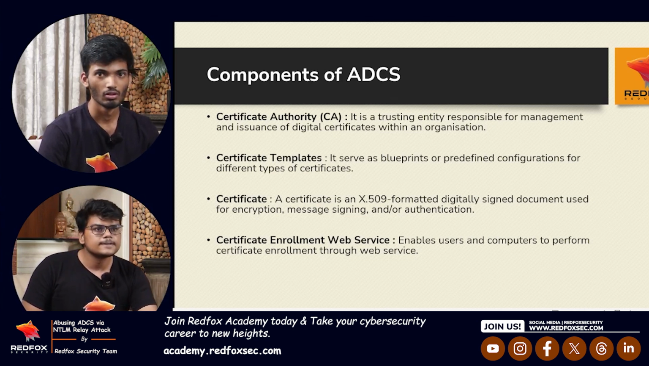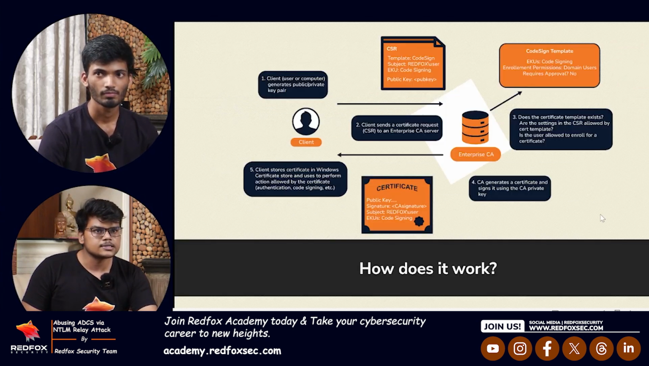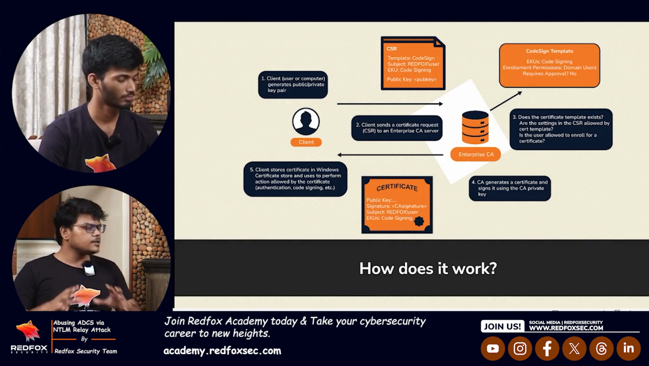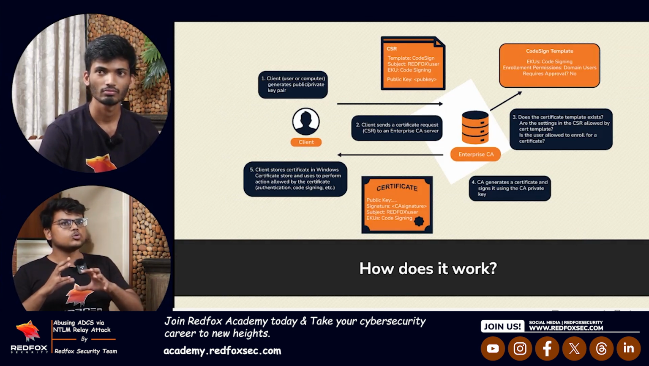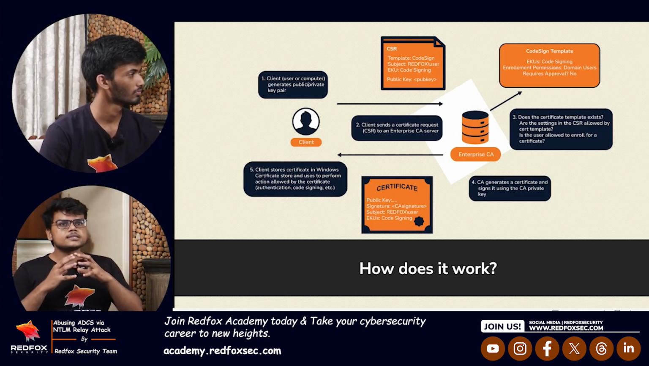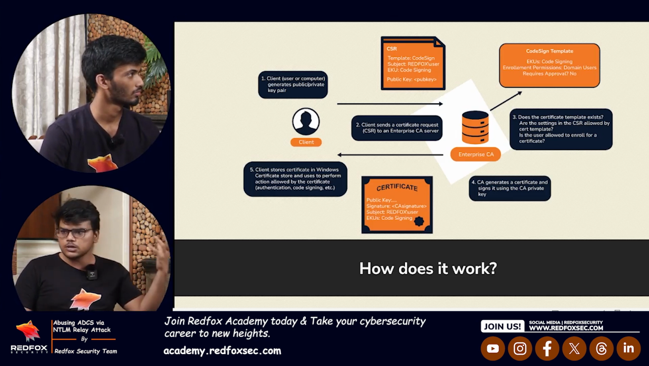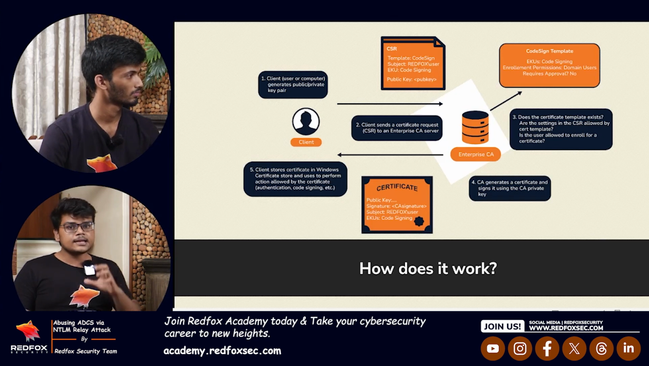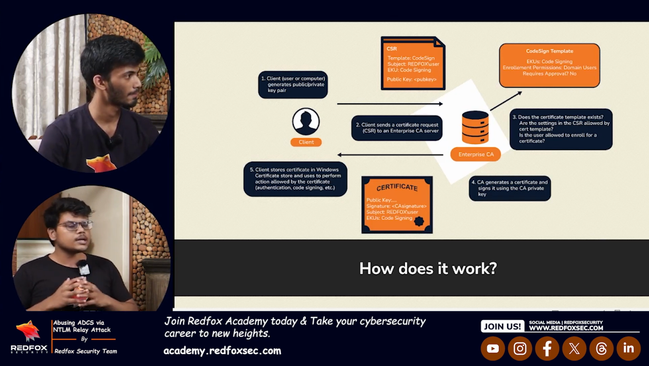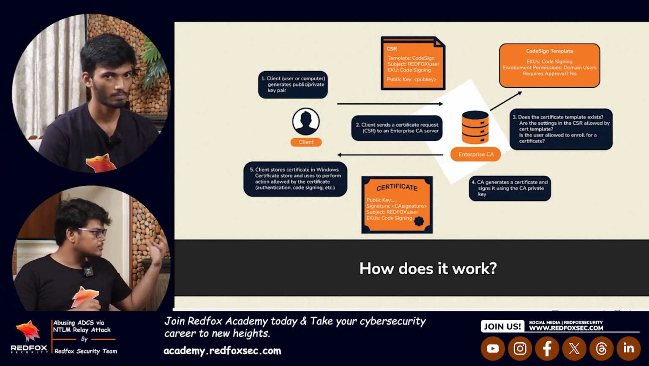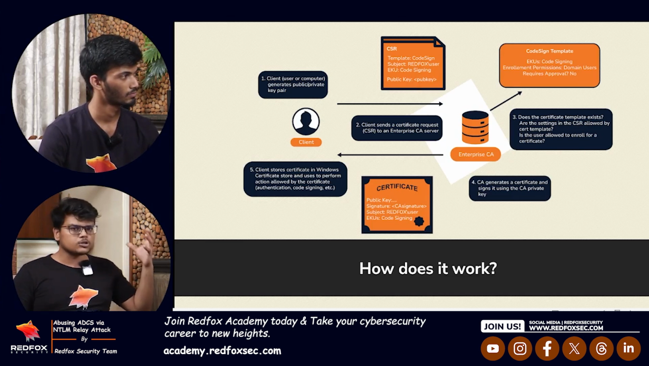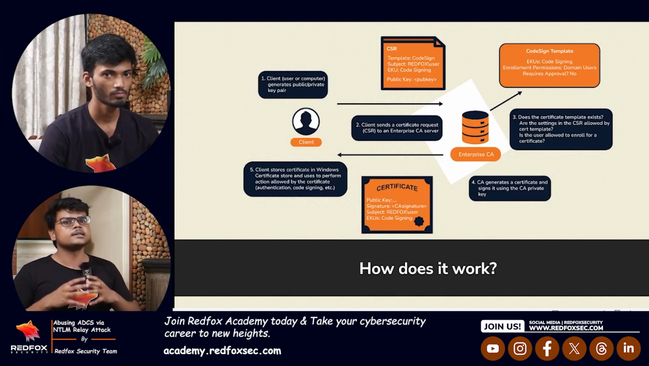Okay, so let's go to the next slide. This is the same thing that I just explained. Let's say this client wants to get a certificate for a specific template. They will send a certificate signing request to the enterprise CA, and the enterprise CA will verify whether the template exists or not, and whether the user has the enrollment rights to get the certificate. If all things are correct, then the certificate authority will issue a certificate, and the client then uses that certificate.